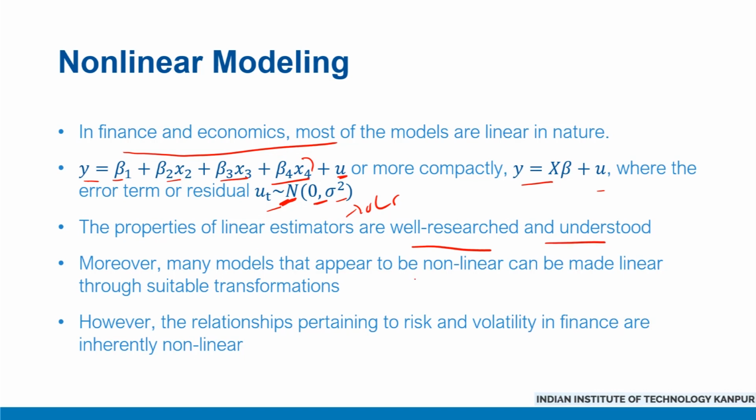Moreover, many models that appear to be nonlinear in nature can also be made linear through suitable transformations. For example, for a model like y equals alpha plus beta x squared, we can take the log, or for example, y equals alpha times e to the power beta x. Such a model can be made linear by taking log transformations. So there are a number of ways through suitable transformations such relationships can be made linear. However, in particular, the relationships pertaining to risk and volatility in finance are often considered for nonlinear modeling.